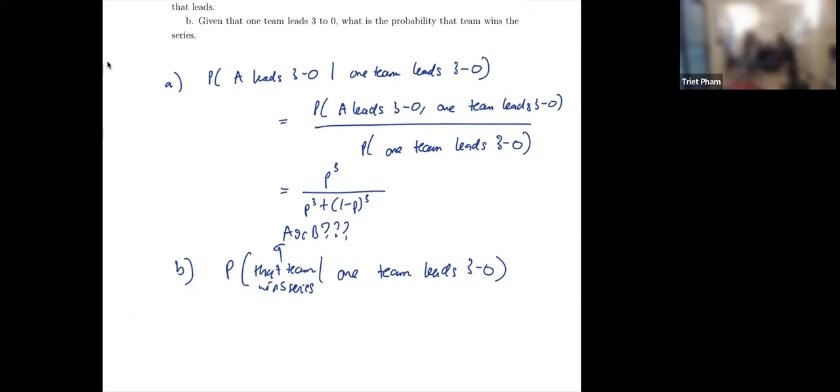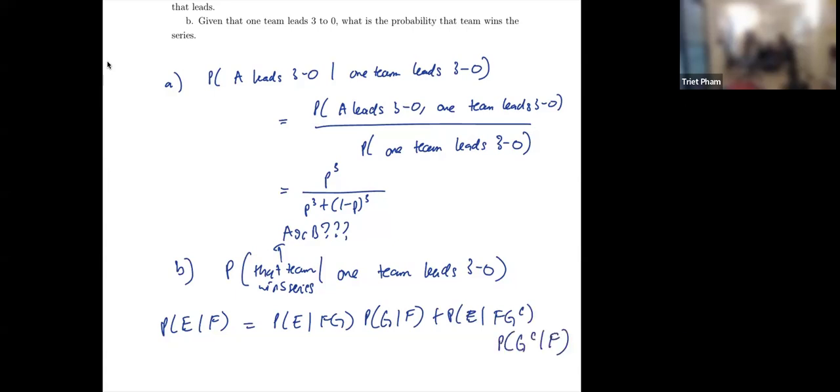So let's write that down. P of E given F is P of E given F and G times P of G given F, plus P of E given F and G complement times P of G complement given F. It's clear what E and F are here. What do we want G to be?